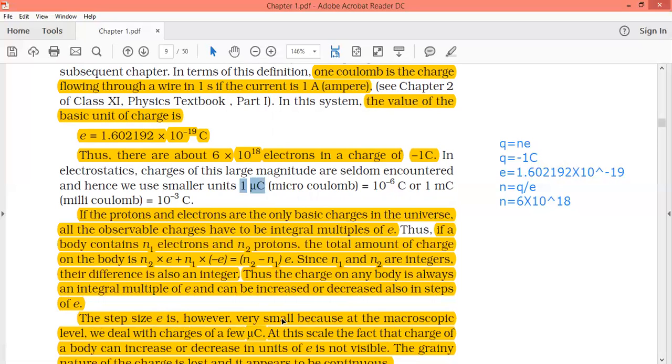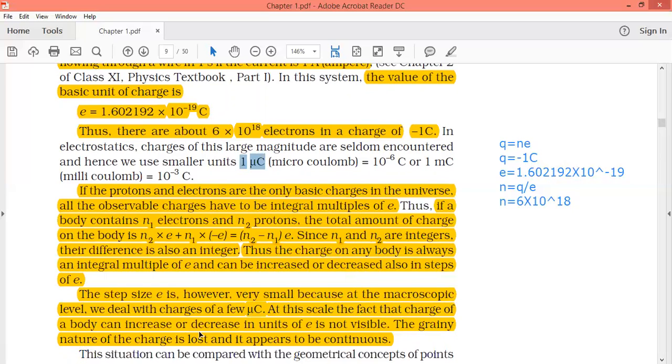Step size e is very small, because at the microscopic level we deal with charges of a few microcoulombs. We are not dealing with a charge of 1 coulomb. That is why the step with which it increases will be very small. At this scale, the fact that the charge of a body can be increased or decreased in steps of e is not visible. That is why it is called the grainy nature. The grainy nature of charge is lost and it appears to be continuous.